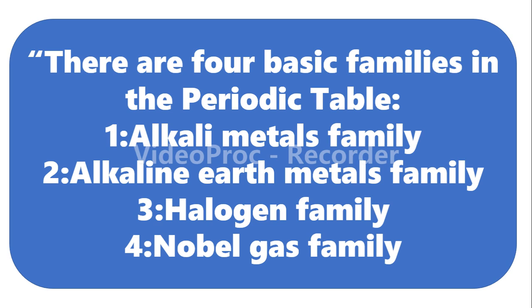Here is a brief summary of what I discussed with you. There are four basic families in the periodic table. Two families I already discussed in a previous video, the alkali metals family and the alkaline earth metals family. The halogens family and the noble gas family we discussed in this video, while the first two families we also discussed in my previous video.